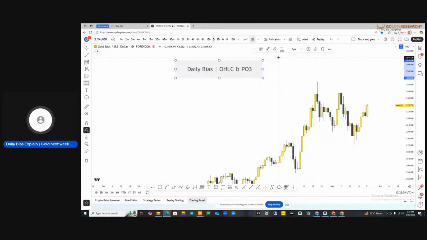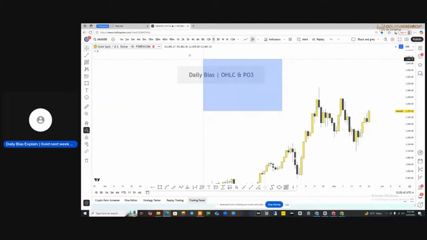This is hidden knowledge that I'm simply providing to you all. Why is the daily bias so important? Because when it comes to institutions, according to which time frame do they plan their entries? According to the daily time frame. Now, how do we observe the daily bias? To simply observe the daily bias, you need to know about the open, high, low, close, and PO3. Alright, first let's talk about open, high, low, and close, and then we'll discuss PO3.